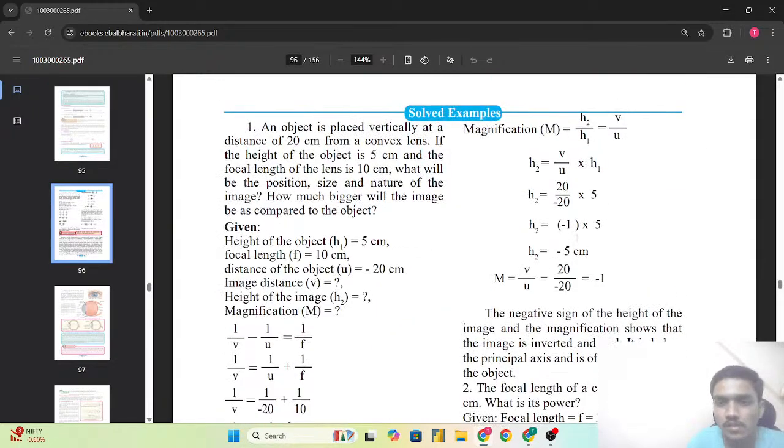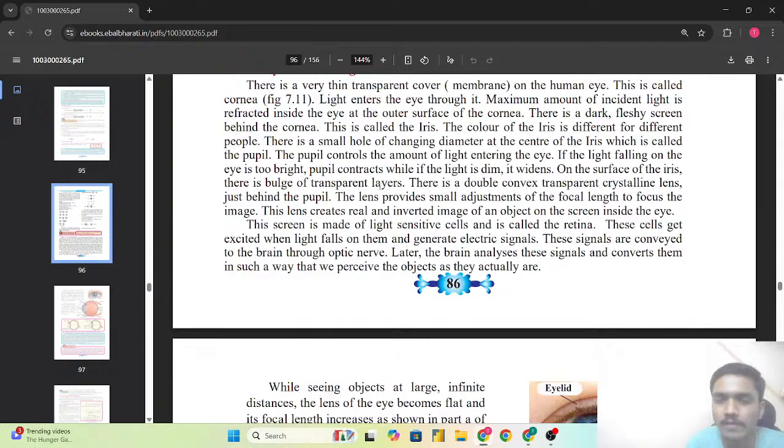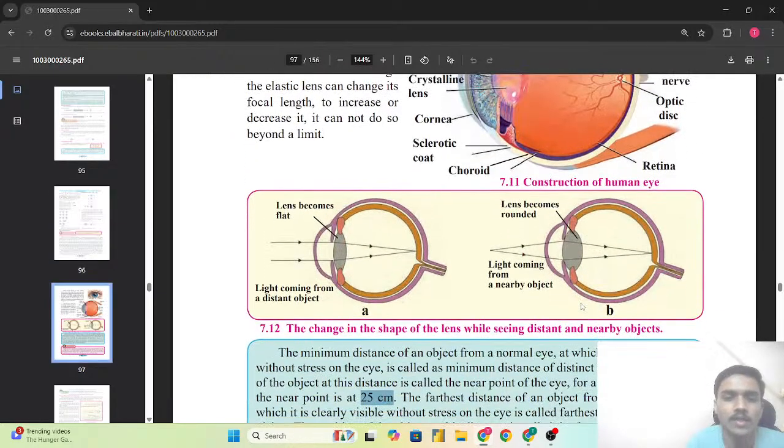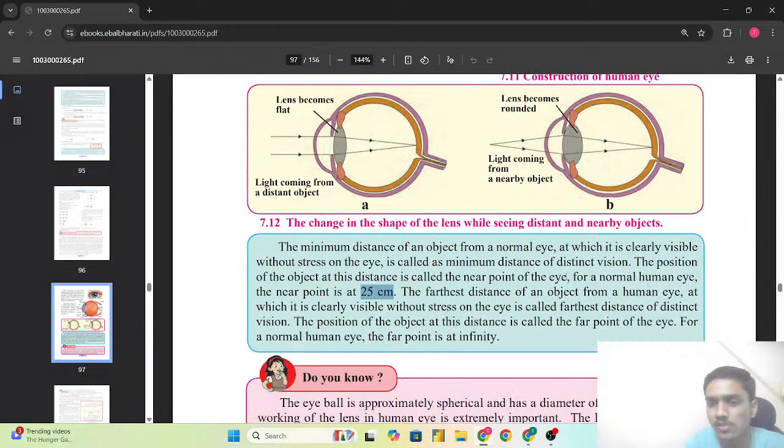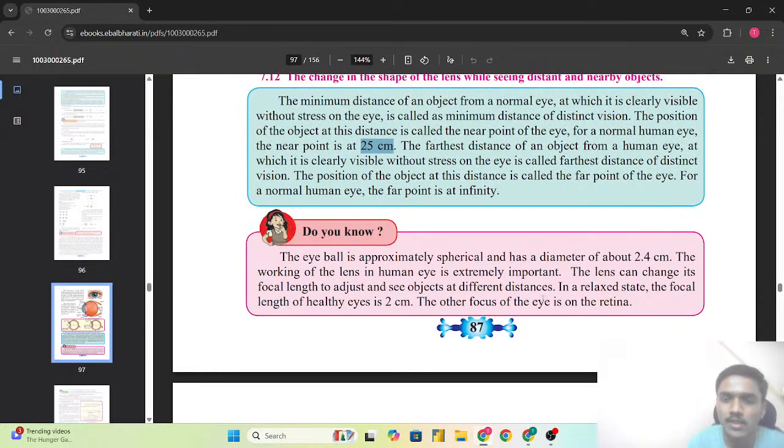Next, we have seen the magnification formula h2/h1 is equal to v upon u. Then we have also seen about the human eye and working of its lens along with the diagrams and how the image is formed on the retina. Also, we have seen the distance of the distinct vision and farthest distance of the distinct vision. These are the 2 points again which we have seen, and that the eyeball is approximately spherical with a diameter of 2.4 centimeter, and in the relaxed state the focal length of the healthy eye is 2 centimeter.